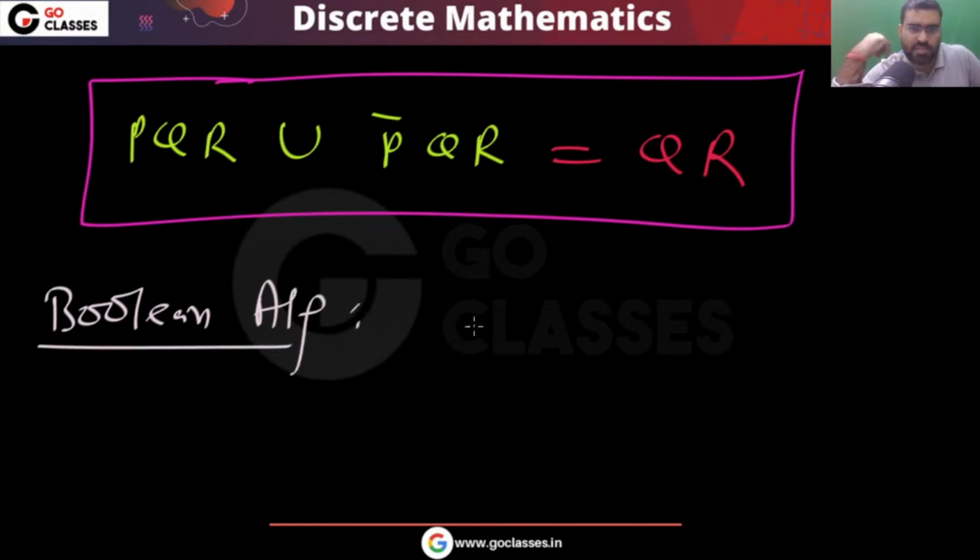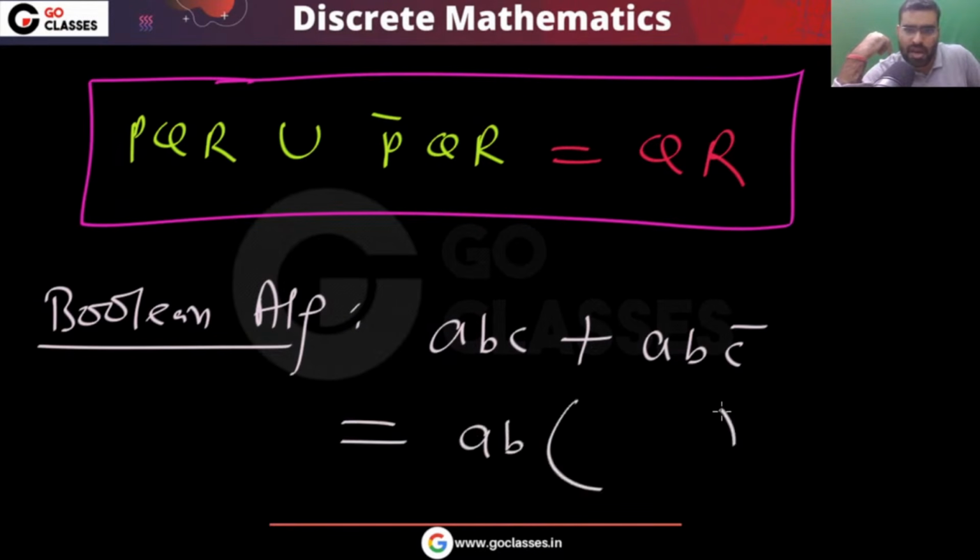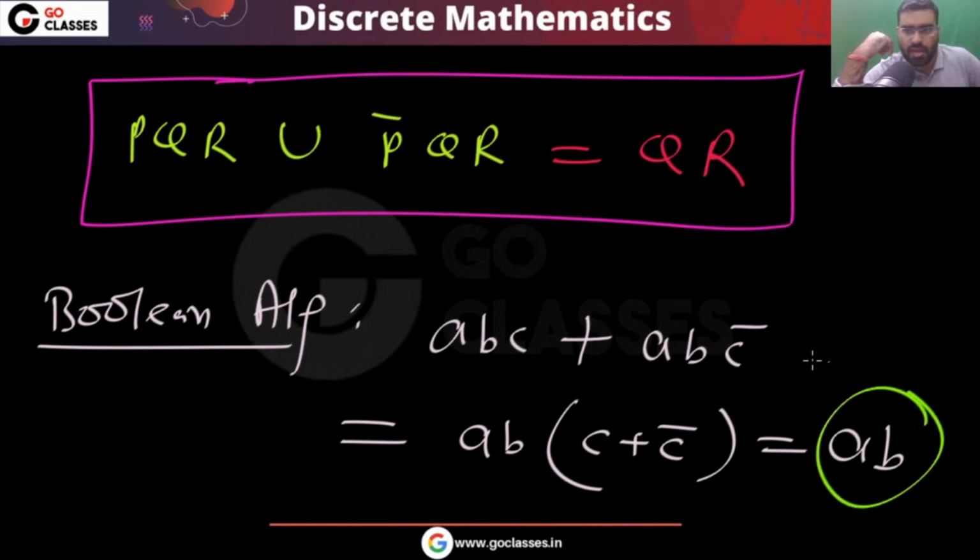In Boolean algebra, you have a similar rule. For example, ABC or ABC bar: you can take AB outside, then it will be C or C bar, so finally it will be AB. The same thing is happening here also. Are you getting my point? The similar thing is happening here also.